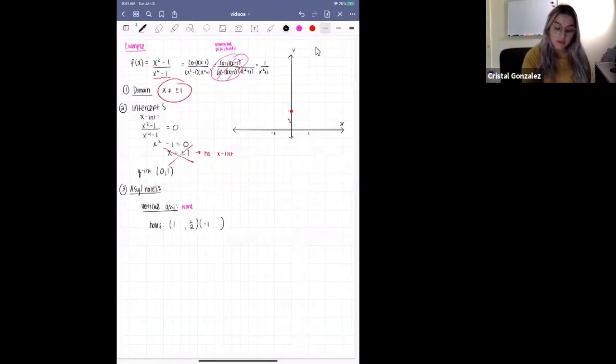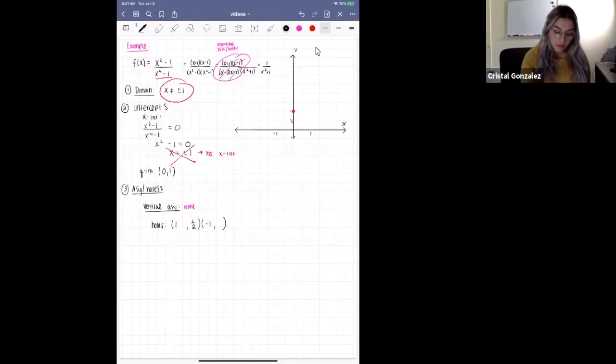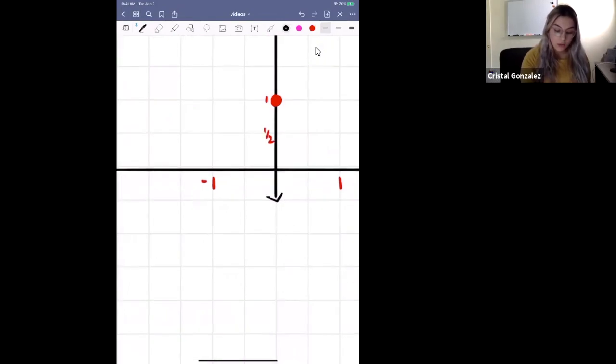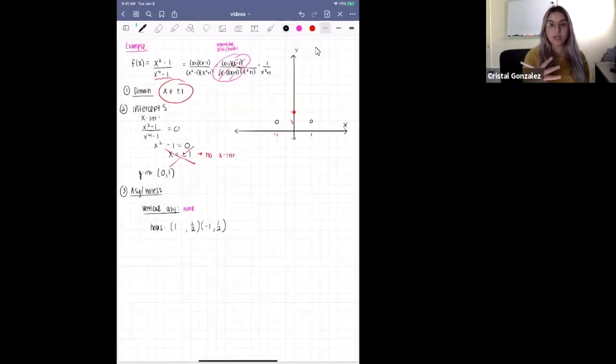And if you plug in negative 1, you'll get the same value. You get positive 1/2. And so that means that 1/2 will have a hole. So at negative 1/2, we have a hole, and at 1/2, we have a hole. So we have holes right there. And so these are all the tools that are helping us find our function.